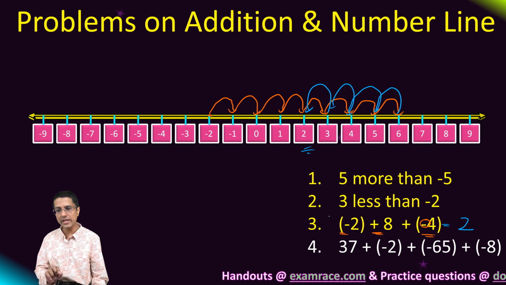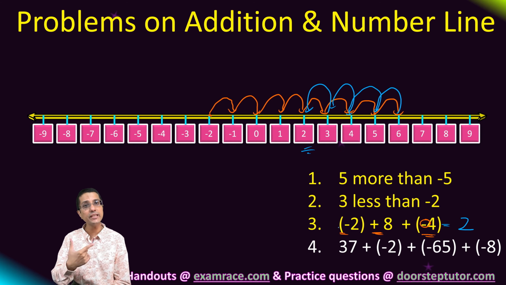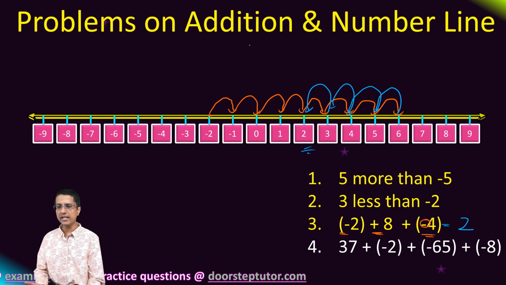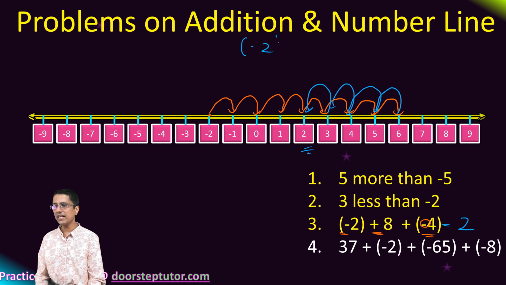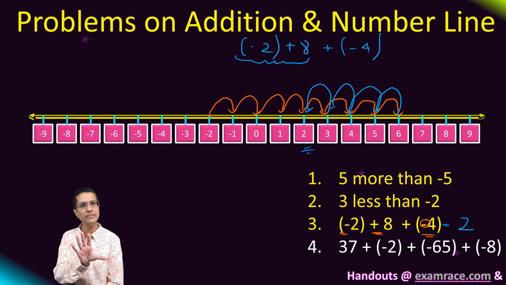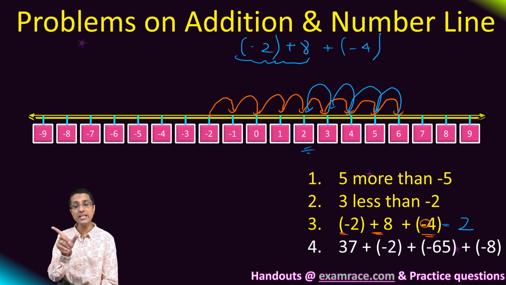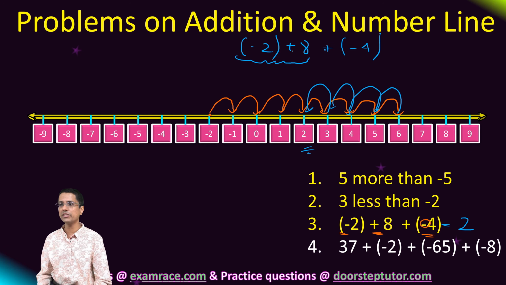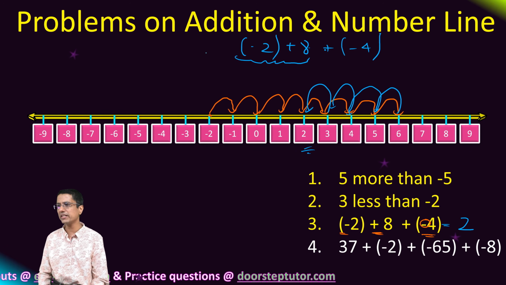Very, very simple. Now we can solve the same problem by just using the properties of addition, without using the number line itself. How would we do that? First I'll do minus 2 plus 8 and then plus minus 4. So first I do this addition. I can do whichever addition I want first, because addition happens to be associative. I just chose the first one because that is more natural.